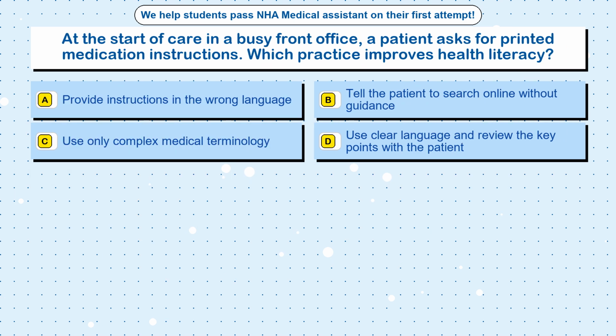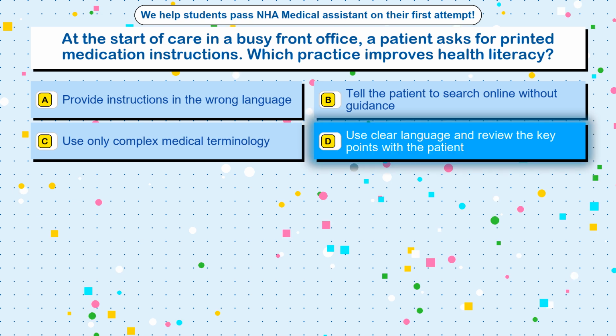Question 57. At the start of care in a busy front office, a patient asks for printed medication instructions. Which practice improves health literacy? Option A, provide instructions in the wrong language. Option B, tell the patient to search online without guidance. Option C, use only complex medical terminology. Option D, use clear language and review the key points with the patient.